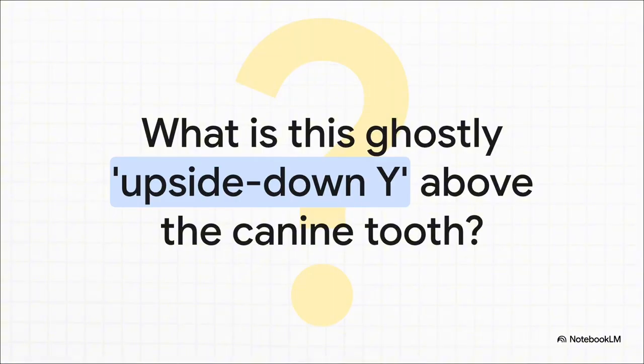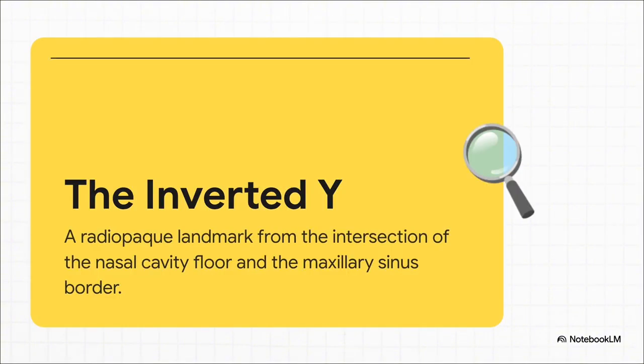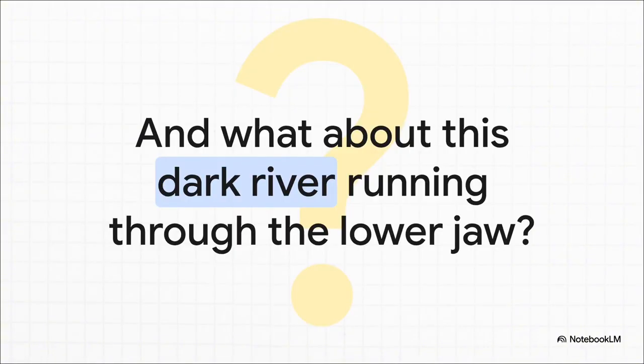But what about all the other shapes you see? For instance, people often spot this kind of ghostly, bright white, upside-down Y shape on X-rays, right above the canine tooth. What in the world is that? It's called the inverted Y, and it's a perfect example of how 3D anatomy can create a 2D pattern. See, it's not actually one single structure. It's just the point on the image where two different things, the bony floor of your nasal cavity and the wall of your maxillary sinus, happen to overlap. That overlap creates that really distinct white Y shape. Pretty cool, right? Okay, ready for another one?